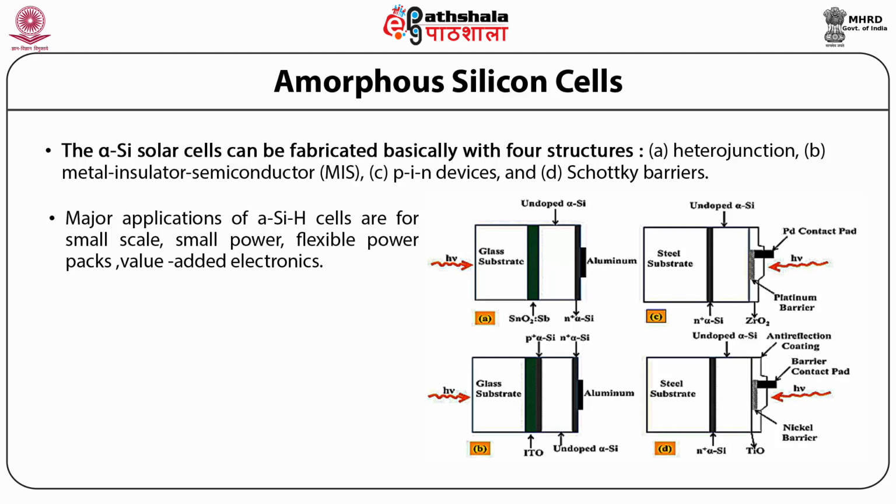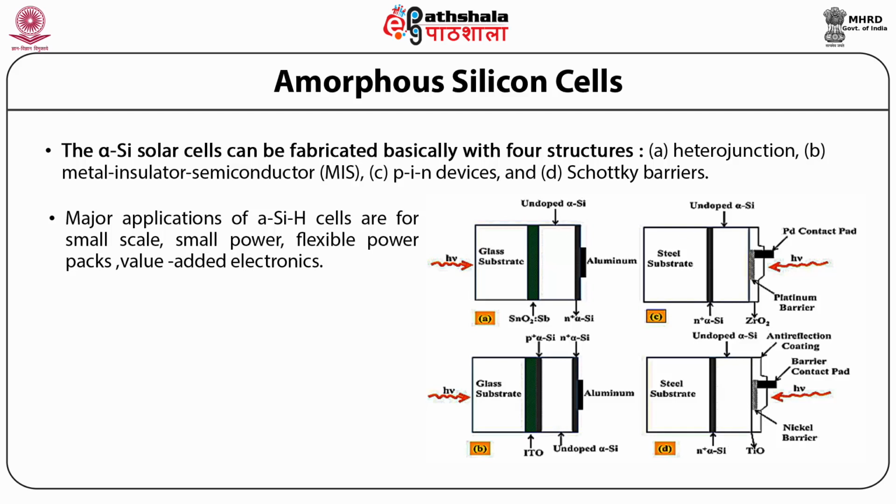This platinum SiO2 PIN alpha-Si silicon solar cell has given a VOC of around 0.77 volts, ISC of 7 milliamperes per centimeter squared, fill factor of 0.6 and efficiency of 3.3% under AM1 condition.